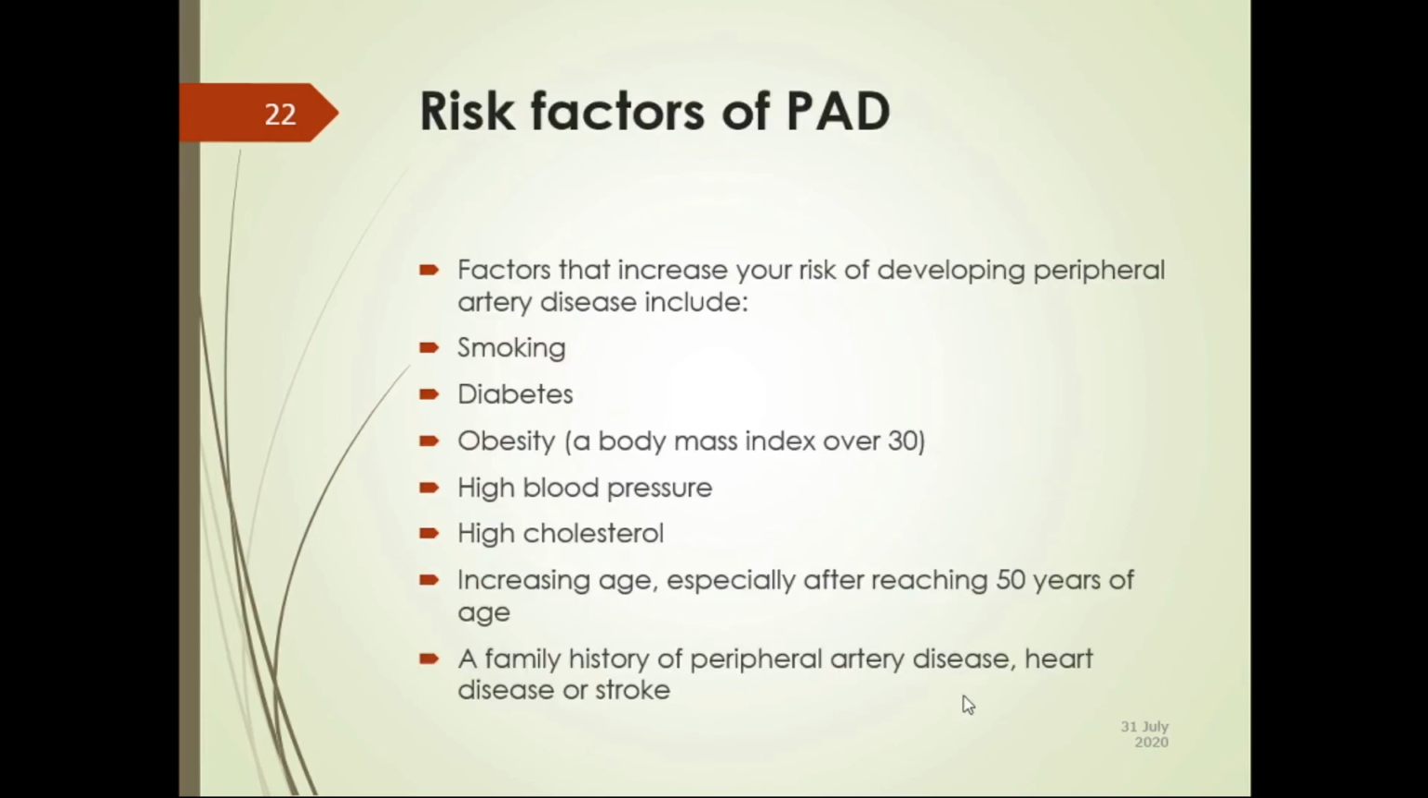So there are some risk factors for peripheral vascular disease. There are quite a number. Some of them are smoking, diabetes itself, obesity, if you have a body mass index of over 30, then high blood pressure, high cholesterol levels, increasing age, especially after 50 years of age, a family history of peripheral vascular disease, heart disease, or someone who has already had a stroke.